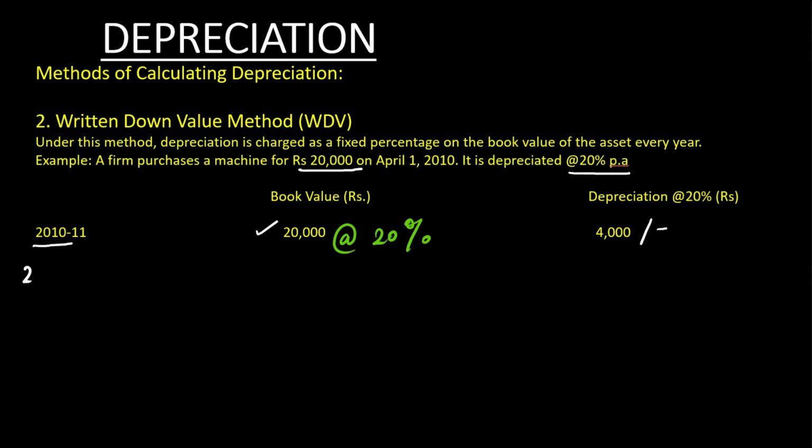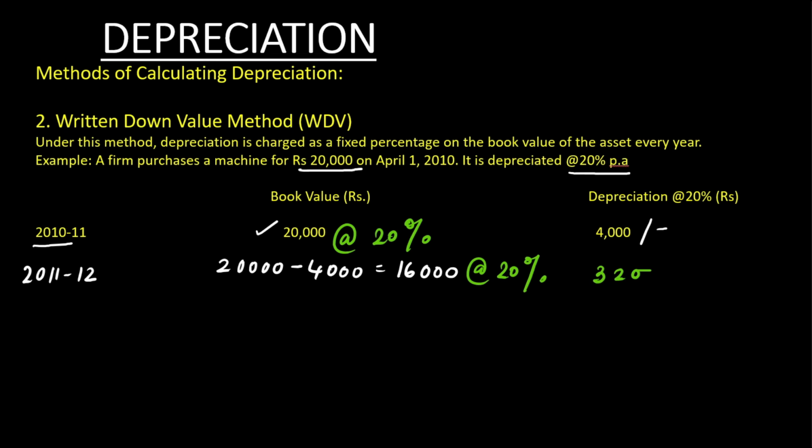Now what happens the next year? Let's say 2011-12. I am going to take 20,000 minus 4,000, because it is written down value, so the cost of the machinery reduces. 20,000 minus 4,000 is 16,000. On 16,000 we take 20%. So what is the amount? 3,200 is the depreciation amount which will be charged.